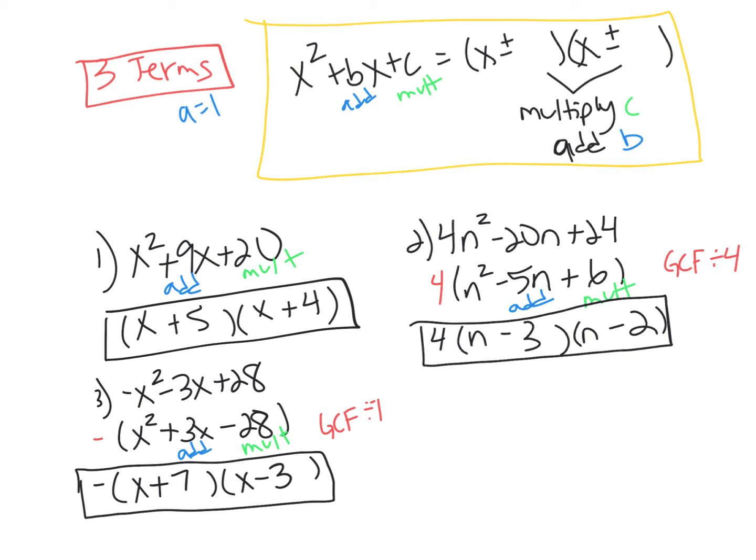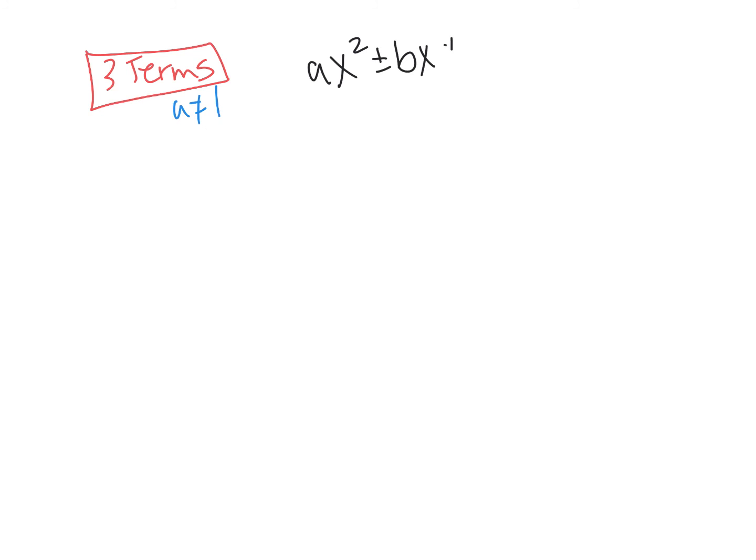Well, what if a is not a 1x squared? What if I have a number in front of the x squared and I don't have a GCF? So the last set of factoring is when I have 3 terms. And again, I still have a quadratic, but this time a is not 1. I don't have a 1x squared. I have a number in front of it. So I have an ax squared plus or minus some bx plus or minus c. Well, how am I going to factor that?